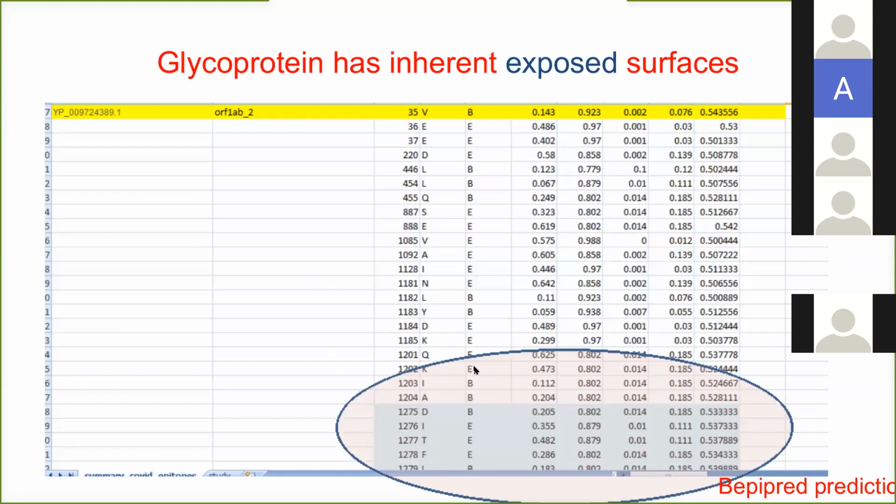And interestingly, these are not tandem. As you could see, they are different, like 1202 to 1204, you've got two amino acids. One is exposed, the other one is buried.